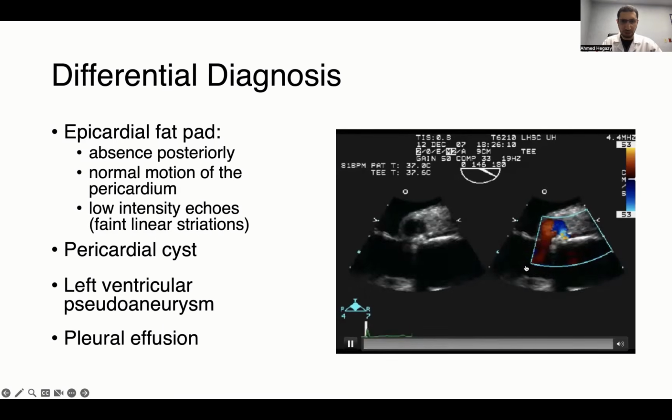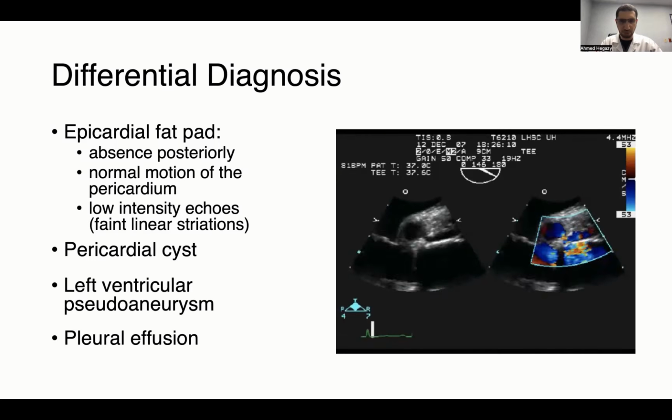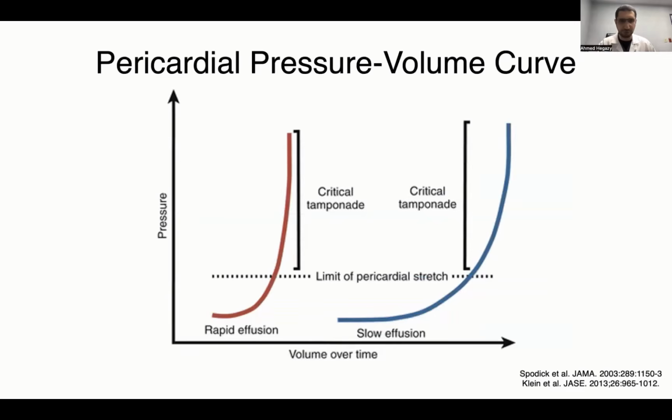image. You also need to distinguish pleural effusions from pericardial effusions, and we went through the differentiation earlier. Let's go through tamponade physiology. Now, one thing that is important to recognize is that the rate of accumulation of pericardial fluid is extremely important in determining whether the patient develops tamponade or not.